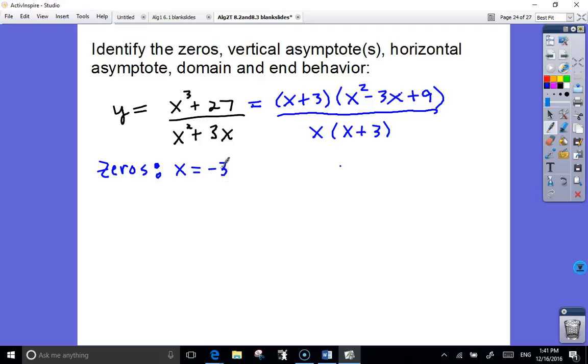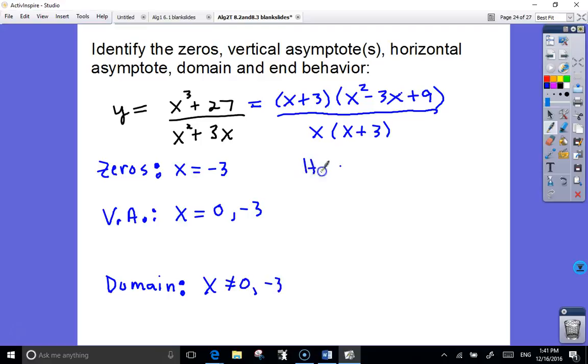Negative 3. Again, remember when we did this before, I told you the only solutions you're ever going to get out of that trinomial are imaginary. So the only real zero will come from that first factor. We don't have to worry about the last one. The vertical asymptotes: x equals 0, negative 3, right? The zeros of the denominator. Okay, domain: x does not equal 0 or negative 3.